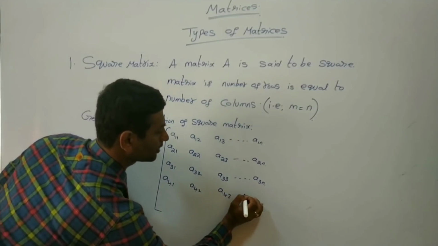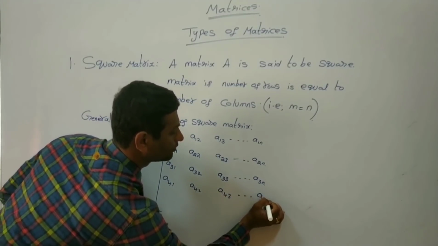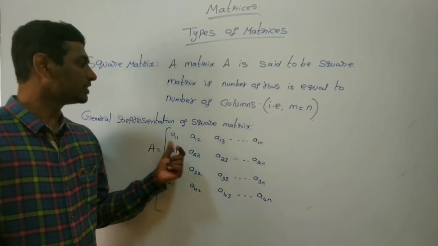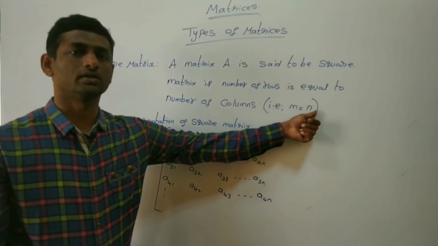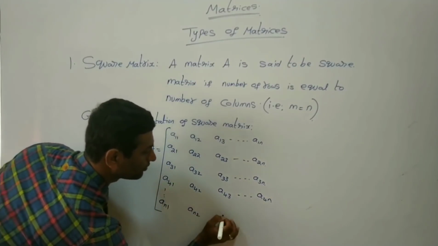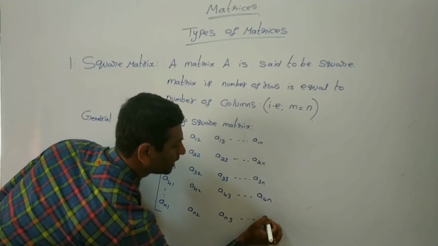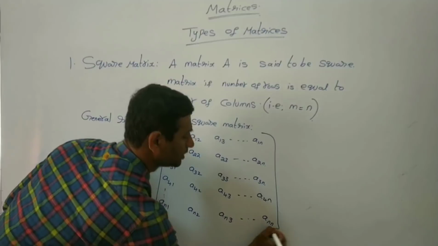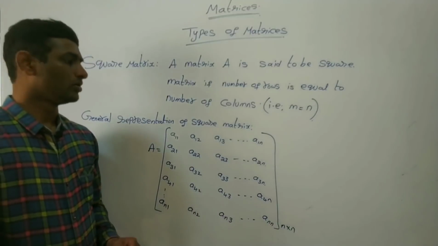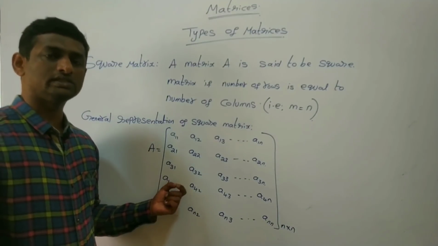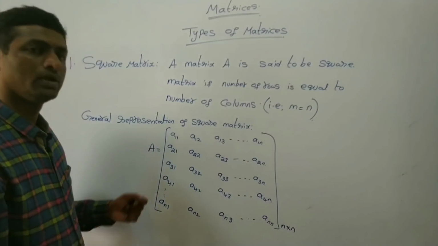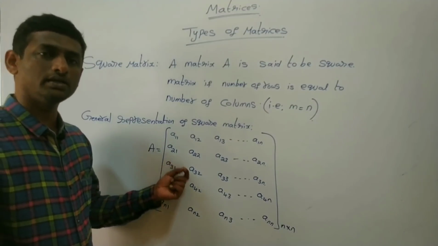A43, so on A4n. Last will be, as it should be an mth row, but as we are saying it is a square, m is equal to n, means it will be the nth row, An1, An2, An3, so on Ann. So it is a square matrix of size n cross n. Or in general, we can simply read it as a square matrix of order n.